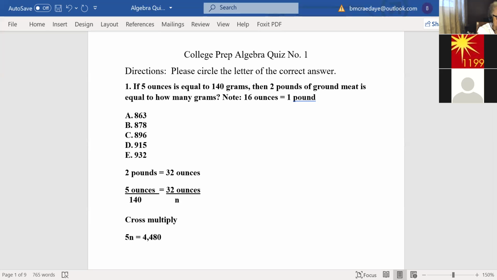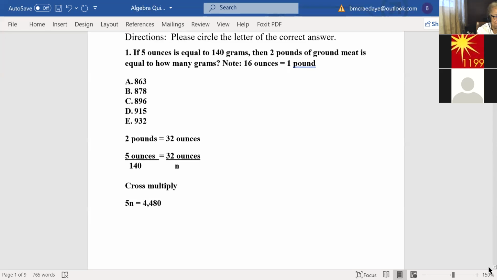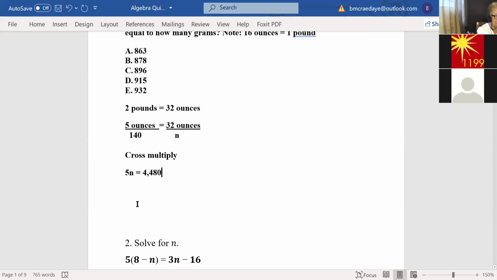Yeah. Okay. And then what do we do next? To solve for N, what's the next step? If 5N is equal to 4480, how do we solve for N? 5N, that's multiplication, right? What's the opposite of multiplication? Division? That's right. So we divide both sides by what?